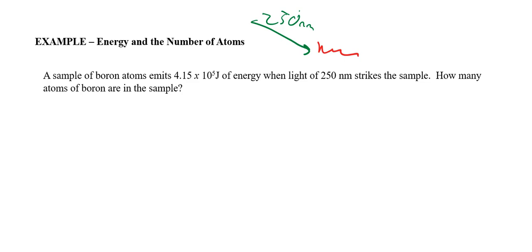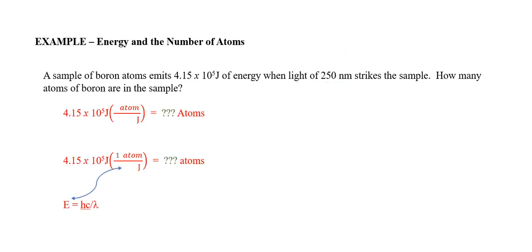The thing that you really want to wrap your head around is that this is about a photon. A photon of light has that wavelength, and a photon strikes an atom. I know it's an atom, but stick with one, all right? So we would like to get from joules to atoms. We're going to use the ratio of joules per atom.